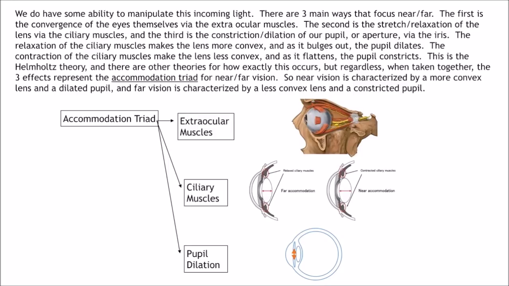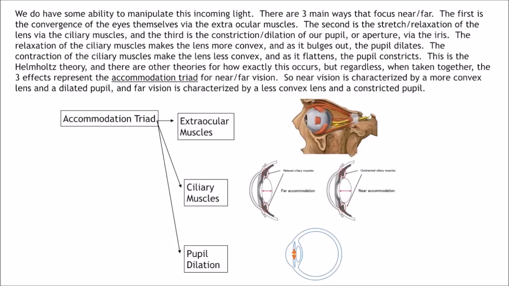This is the Helmholtz theory, and there are other theories for how exactly this occurs, but regardless, when taken together, the three effects represent the accommodation triad for near and far vision. So near vision is characterized by a more convex lens and a dilated pupil, and far vision is characterized by a less convex lens and a constricted pupil. This is called the accommodation triad.